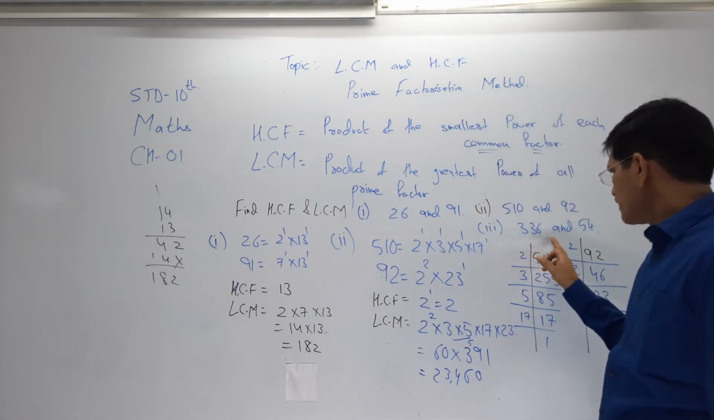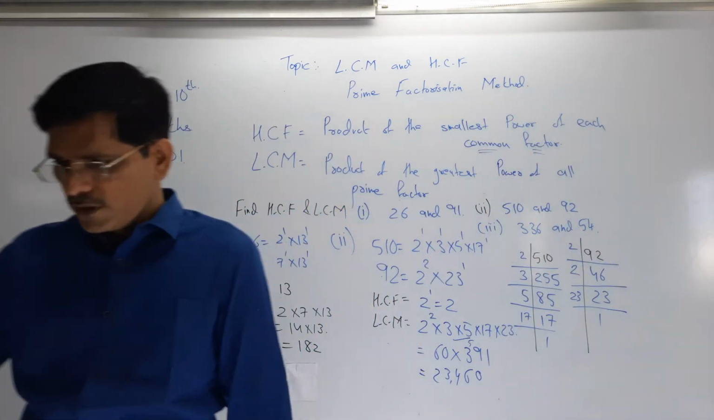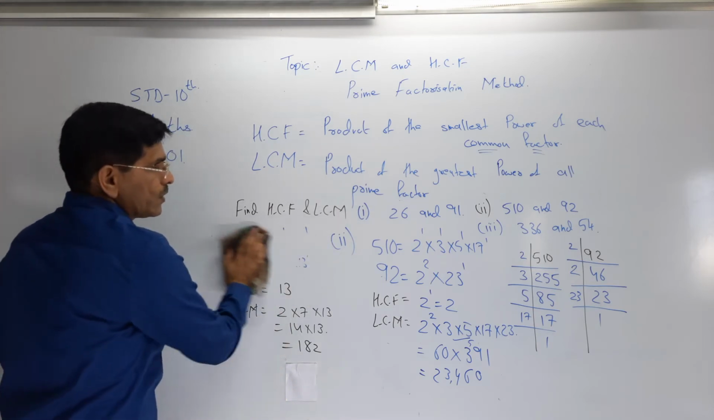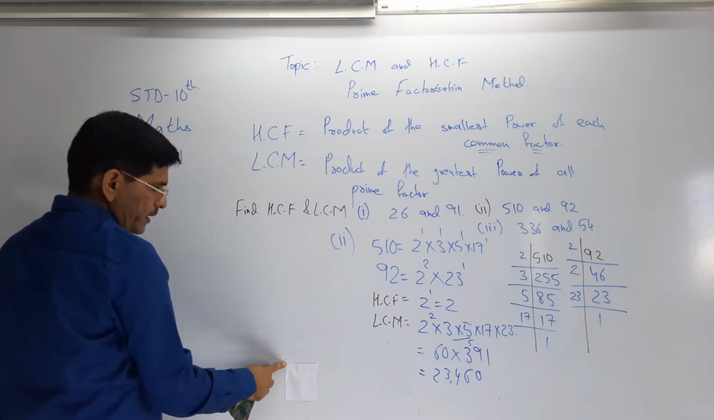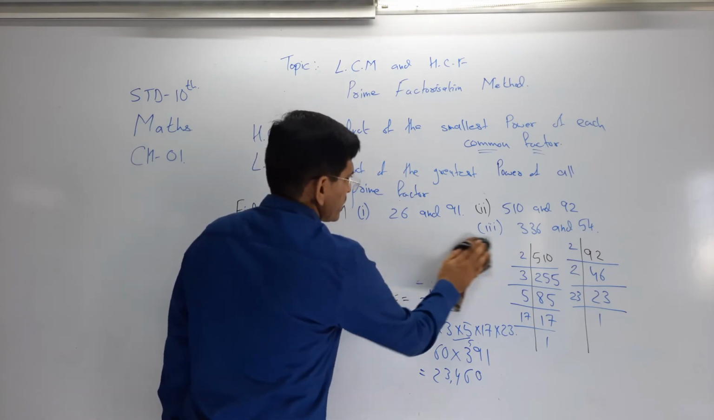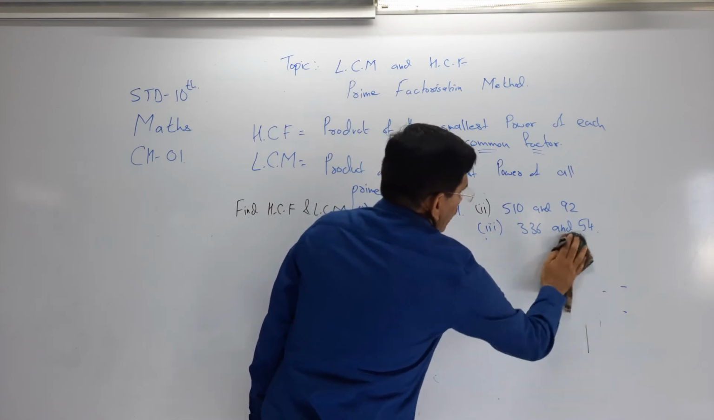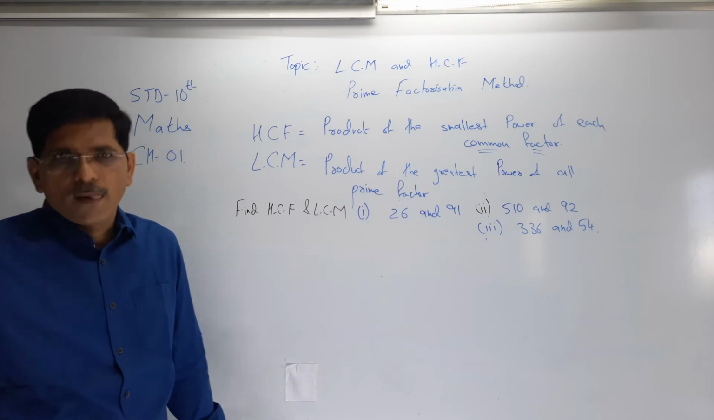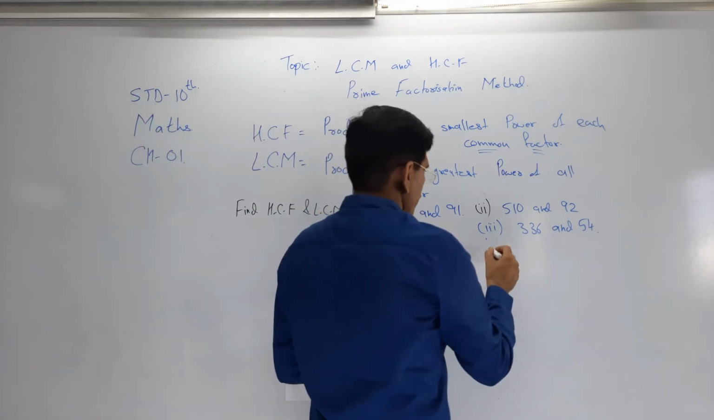One more sum, 336 and 54. Now try to solve the third sum, that is 336 and 54. Give me the answer of it. Now 336, so again we have to do 336.